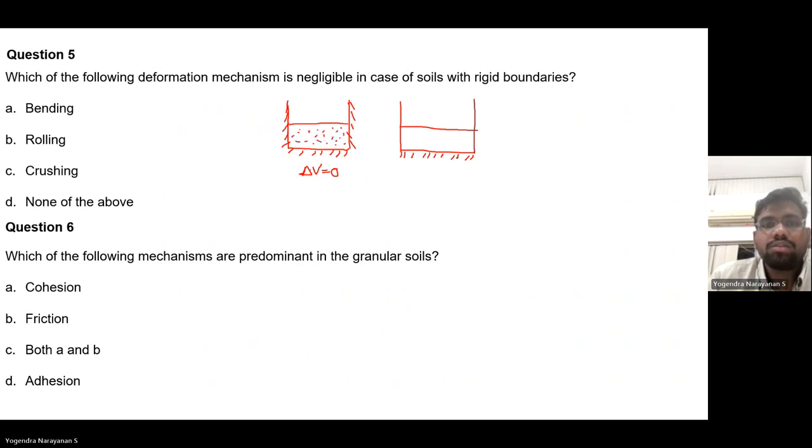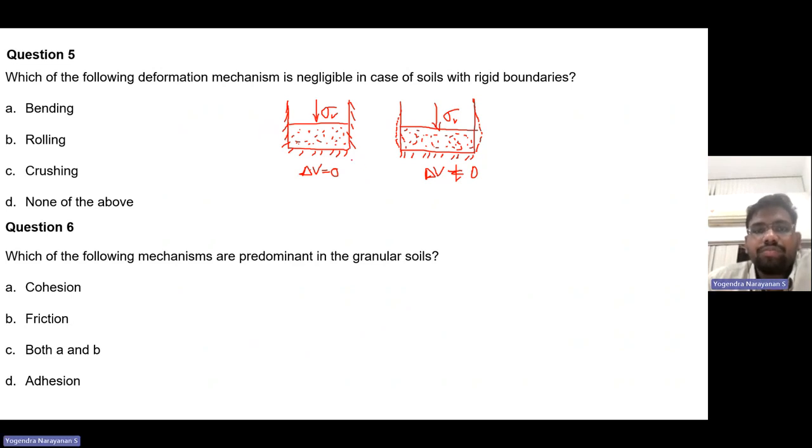Obviously, these are the solid grains, and load sigma is applied. The soil grains are able to deform in this direction, so delta V is not equal to zero. Now, as we all know, in between two grains there will be a normal force as well as a shear force acting on it. And when this shear force overcomes the friction between these two grains, rolling occurs.